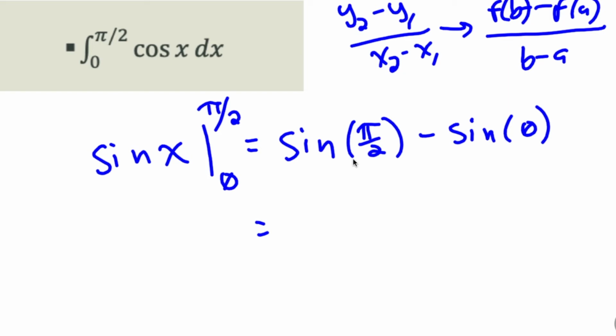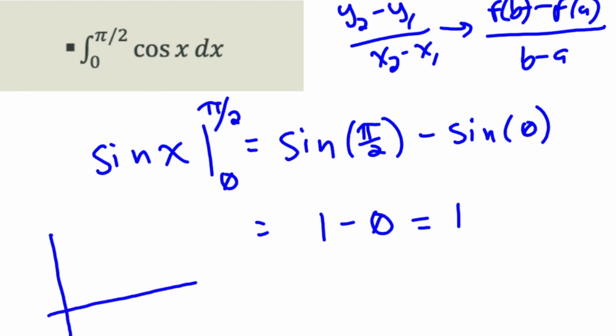Sine of pi over 2, go back to trig, sine of pi over 2 is 1. Minus sine of 0 is 0. So my answer is 1. So what did I just do? Again, I like to draw a picture here for the first couple so we can see exactly what it is. So let's look at the graph of cosine. Starting at 0 is up here, and then pi, and then it goes down. Remember, it does one of these things. So here would be pi over 2. And again, what we did was we just found this area to be equal to 1.